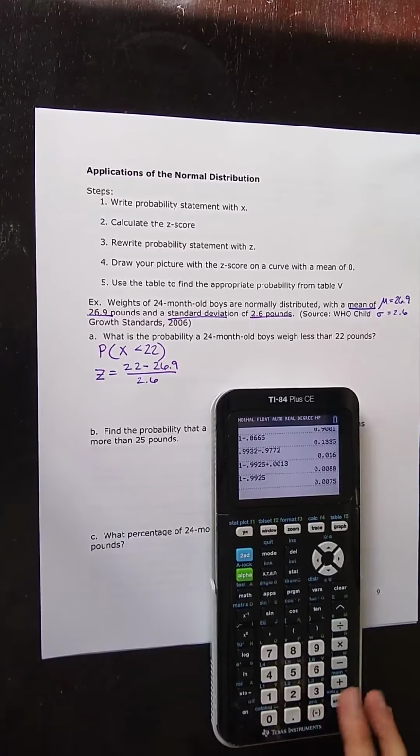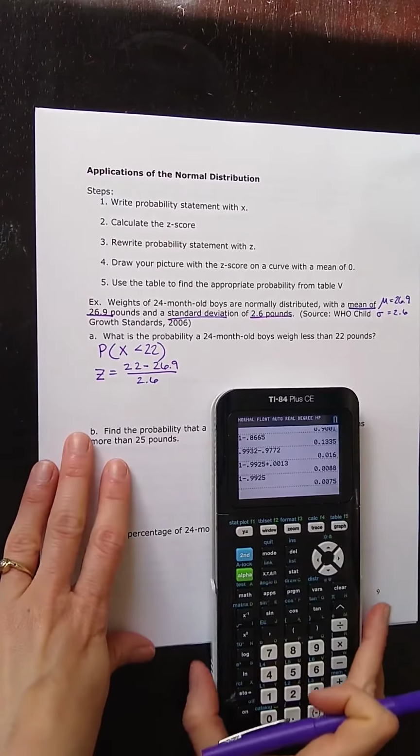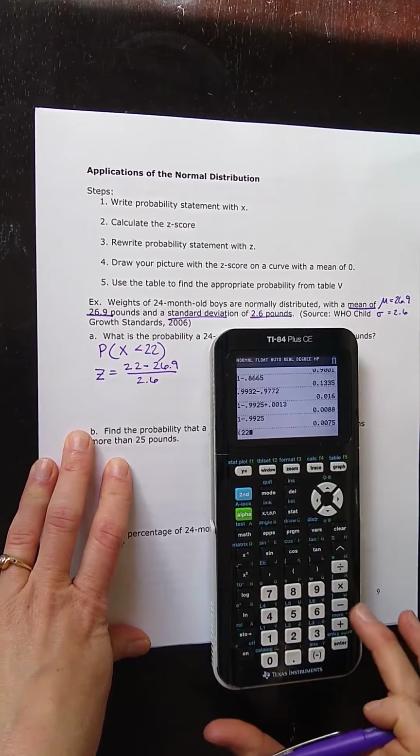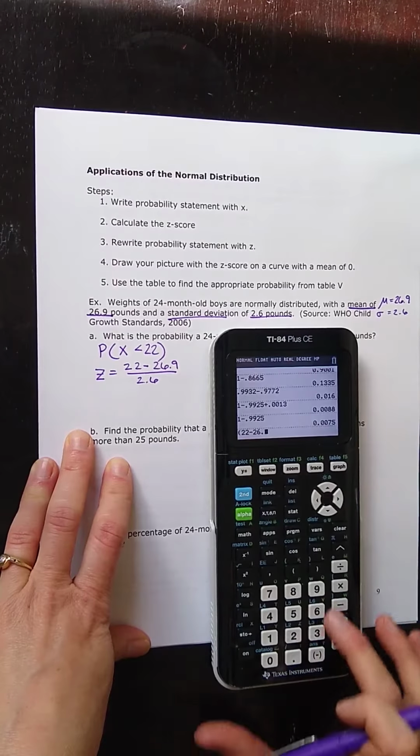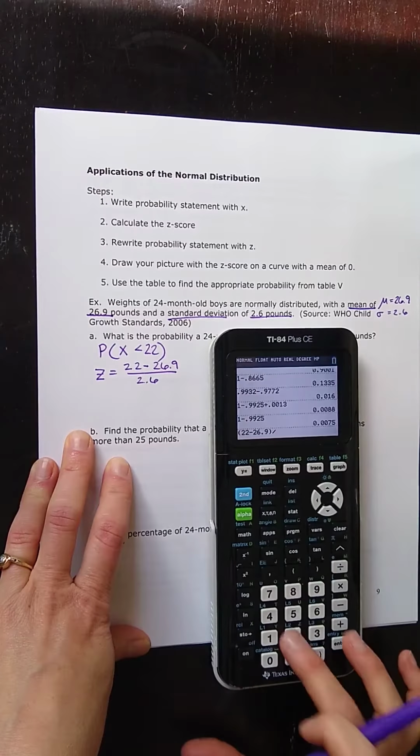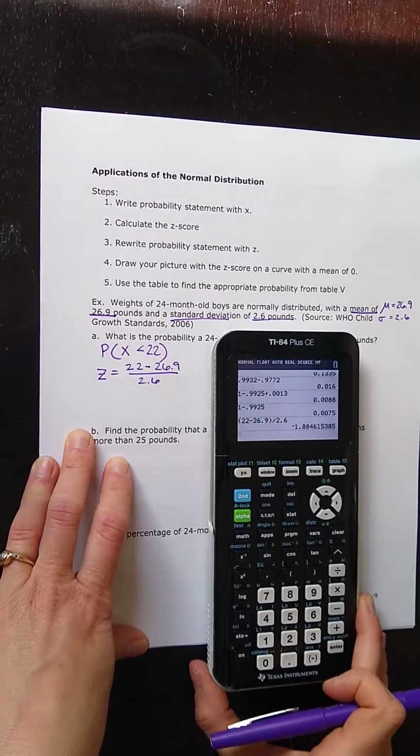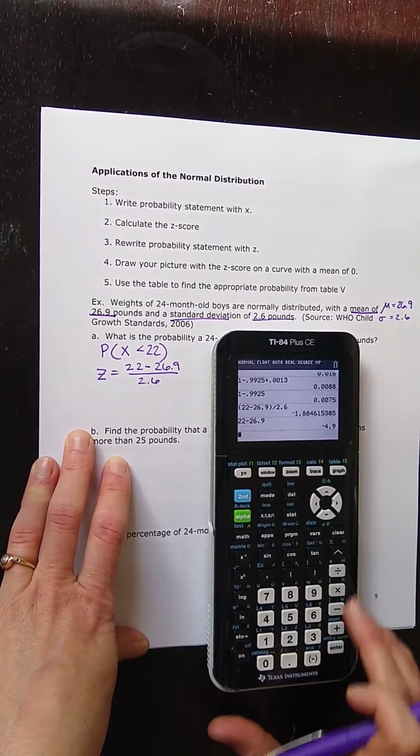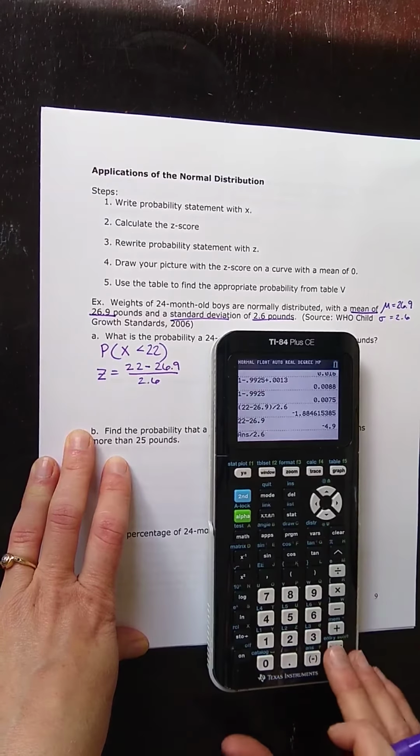So let's calculate that. If you are calculating in your calculator, you need to either put the top in parentheses or do the calculation in 2 steps. So I can do it like this, or I can just do it in 2 steps. 22 minus 26.9, enter, divided by 2.6, enter.